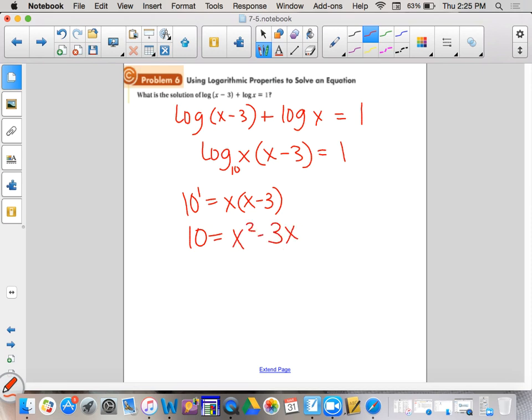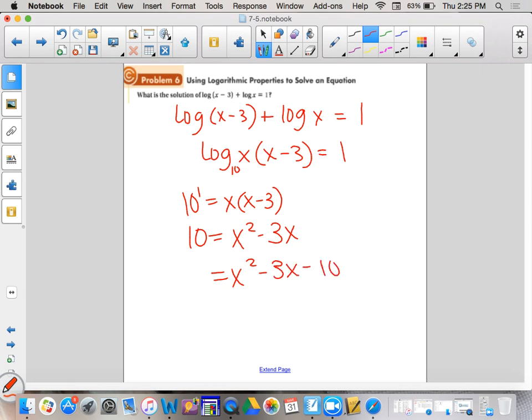Now this one's a little bit different because I have an x squared, meaning I know I'm going to have two answers. How do you think I'm going to go about solving this problem? You can use the quadratic formula, but what's got to happen to this 10 before I can use that quadratic formula? It's got to be moved to the other side. So it's going to be x squared minus 3x minus 10.